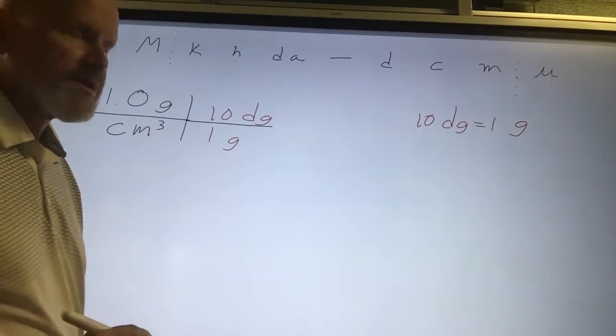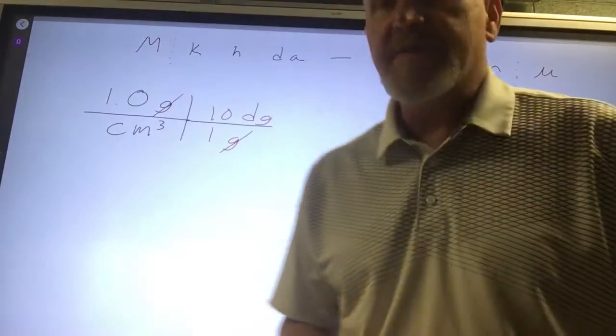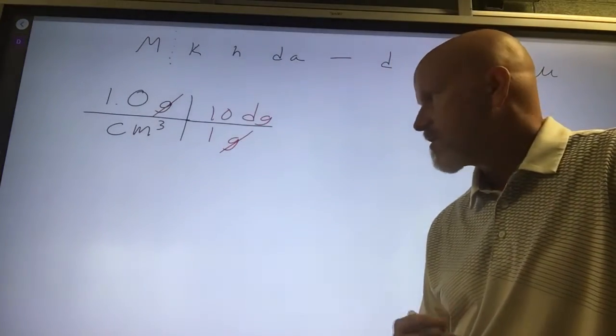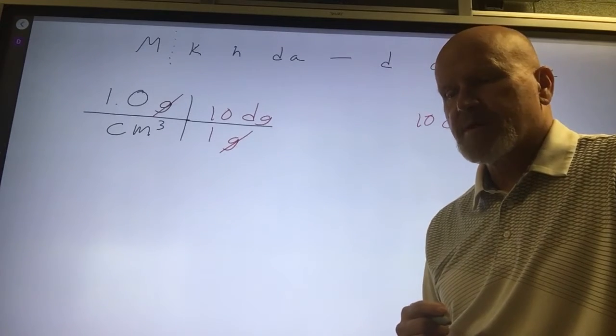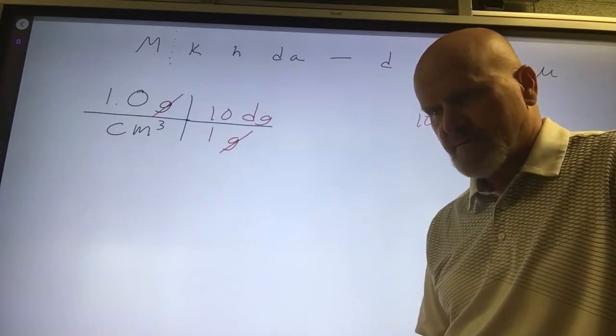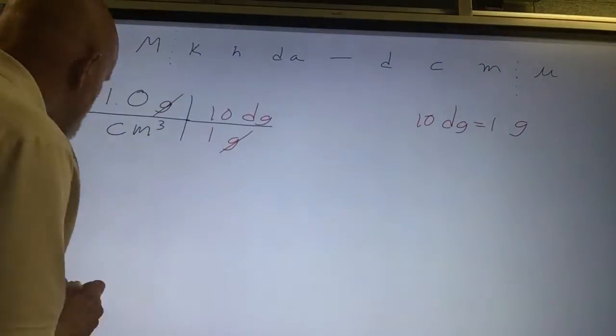What does that do for us? Okay, so now I've got decigrams per cubic centimeter. What's the next thing I've got to do? I've got to convert the cubic centimeter into a cubic kilometer. That's going to be kind of a big conversion, so I've got to derive that relationship.